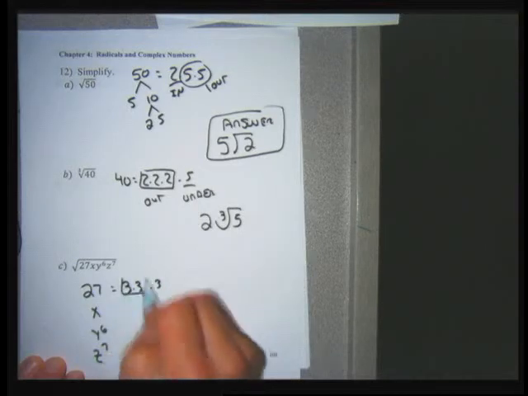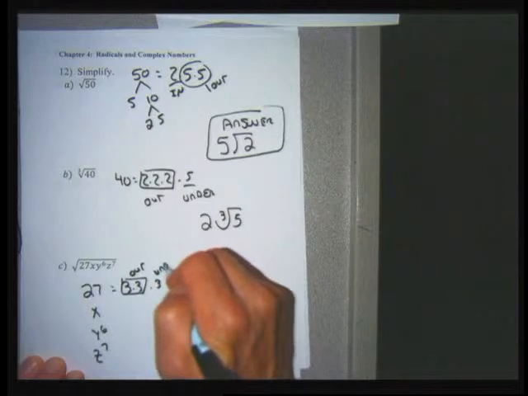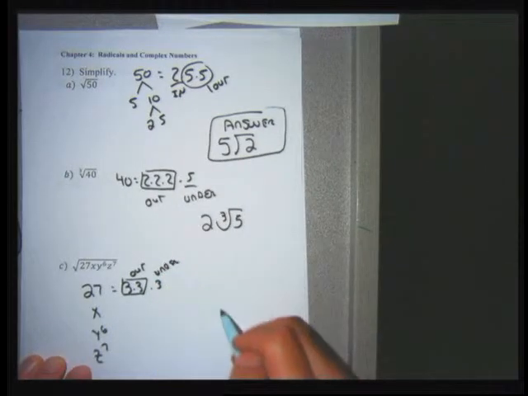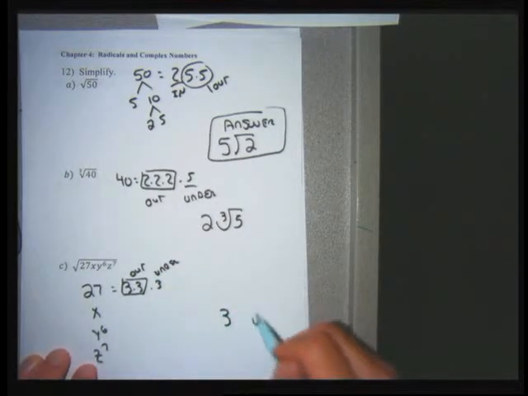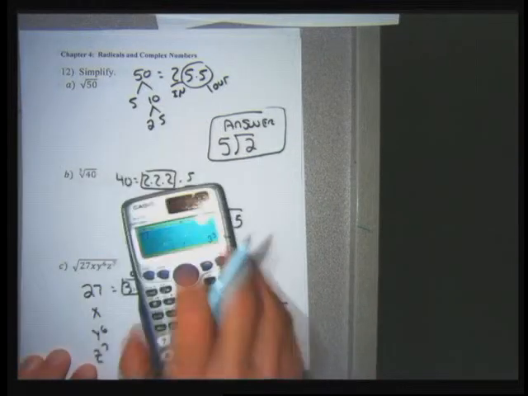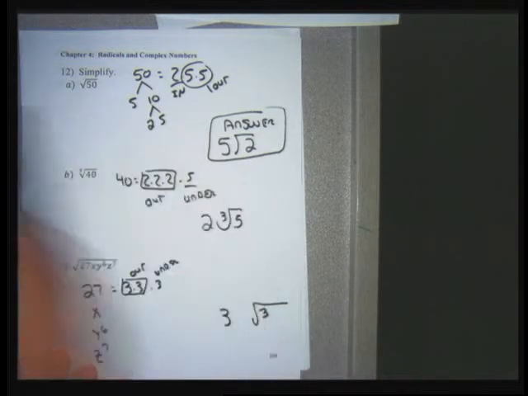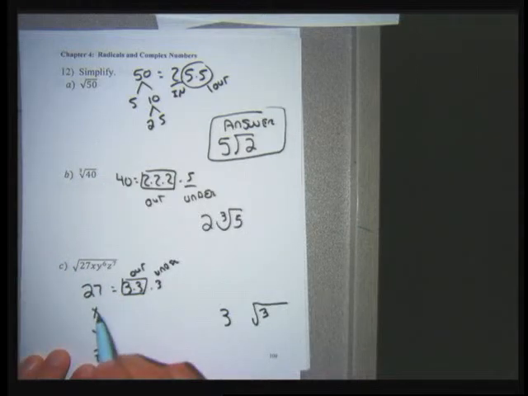So for 27, I get a 3 out and a 3 under. So as I go to write my answer, I'm going to put a 3 under the radical and a 3 in front of the radical. I could have just done square root of 27 on my calculator, and it would have told me that it was 3 and 3. The x is not a pair, and you need pairs to get 1 out, so I'm going to just leave an x under.